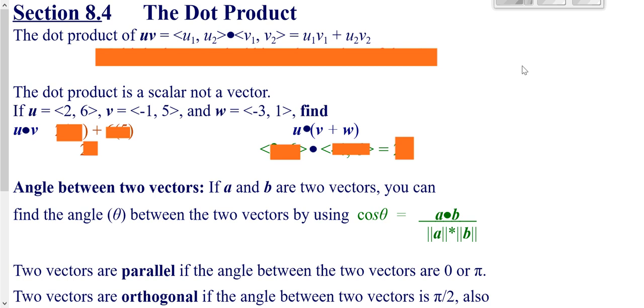Continue to look at vectors today, and the main thing we'll be looking at today is the angle between two vectors. And we'll also be looking at work.